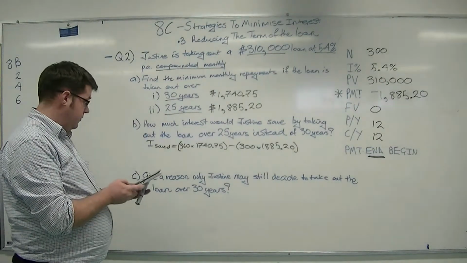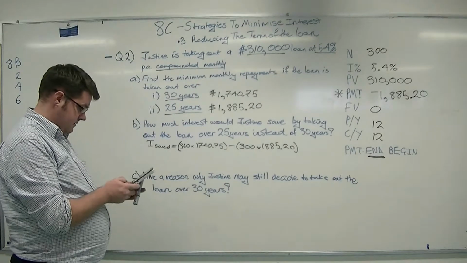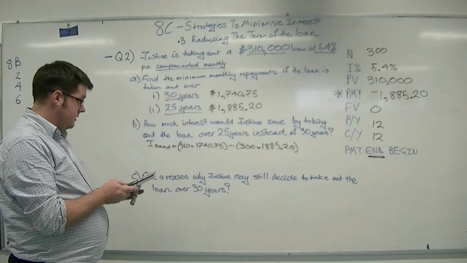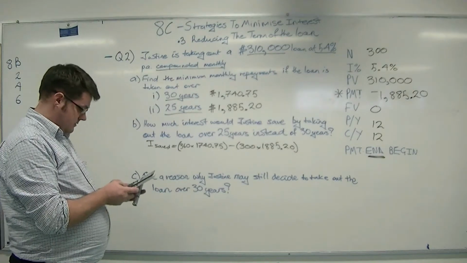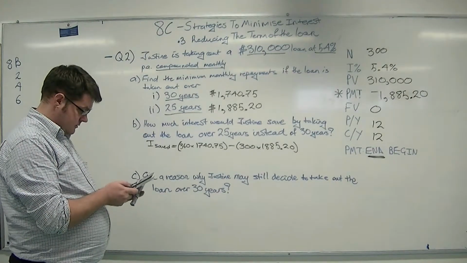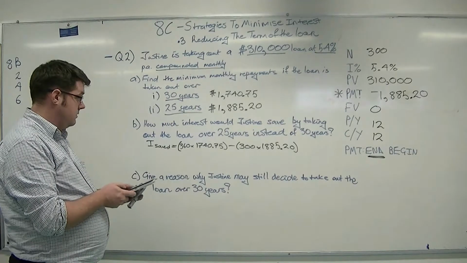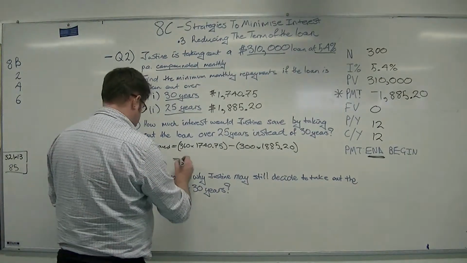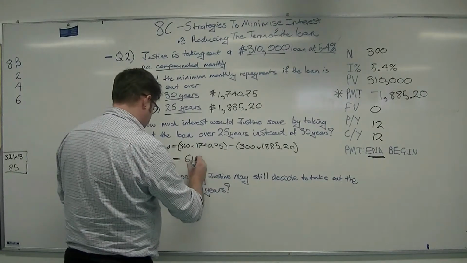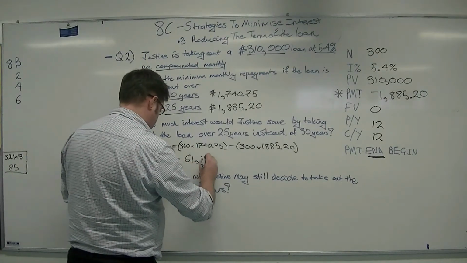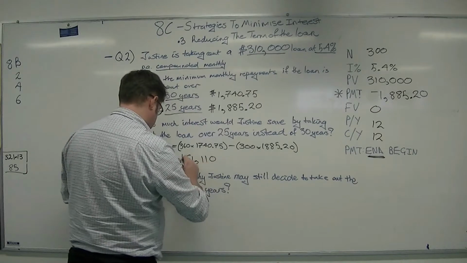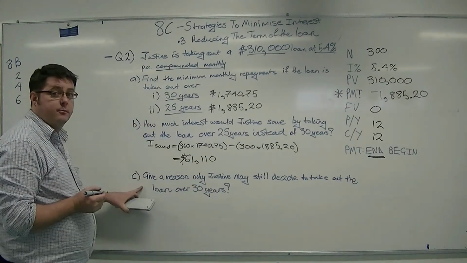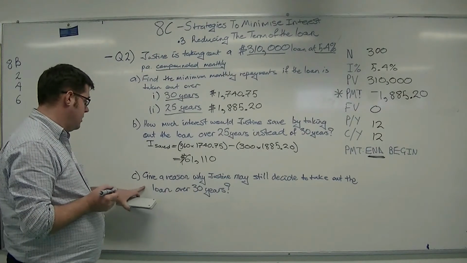by 1740.75, close bracket minus open bracket 300 times by 1885.20, close bracket, enter. So this will equal $61,110. So give a reason why, part C.